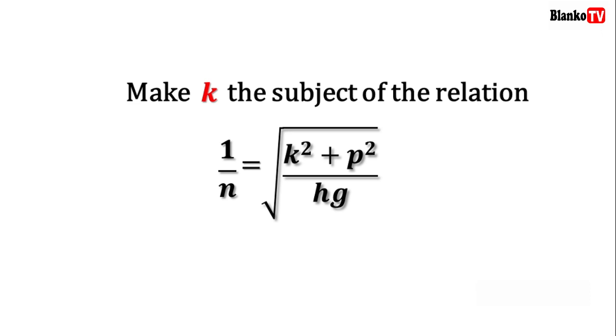Make k the subject of the relation 1 over n equals the square root of k square plus p square over hg.